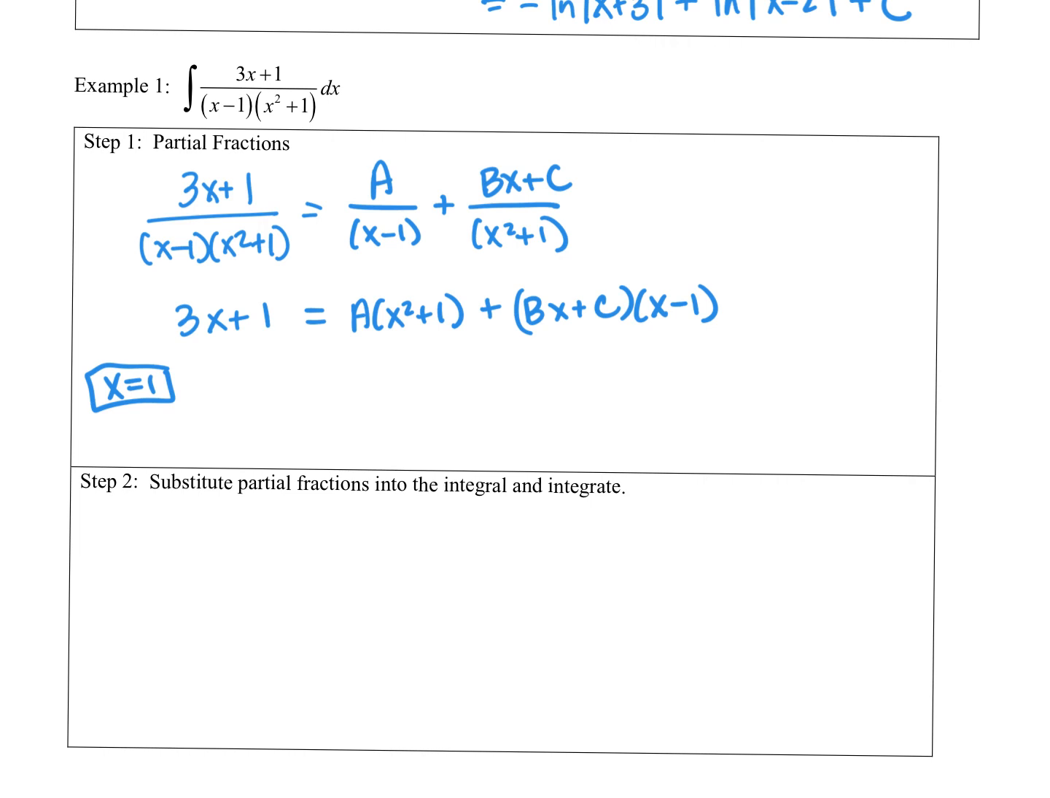So this will be 4. 3 times 1 is 3, plus 1 is 4. This will be A times 2, because that'll be 1 squared plus 1 is 2. And then all of this will become 0, because that'll be 0 times B plus C. So then that tells us that A is 2.